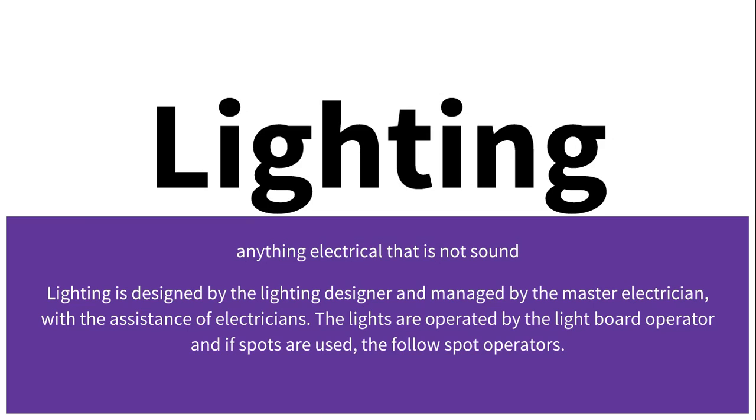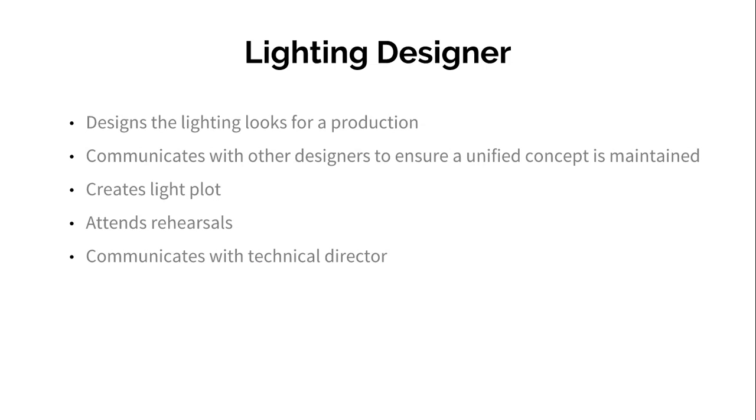Okay, then you have the lighting department. They're in charge of anything electrical that is not sound. Lighting is designed by the lighting designer and managed by the master electrician with the assistance of electricians. The lights are operated by a light board operator, and if spots are used, the follow spot operators. The lighting designer designs the lighting look for production, communicates with other designers to ensure a unified concept is maintained, creates a light plot, attends rehearsals, and communicates with the technical director.